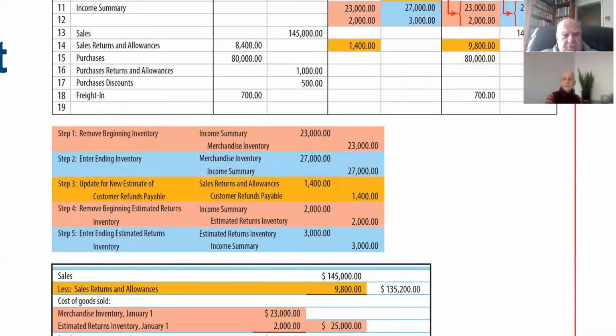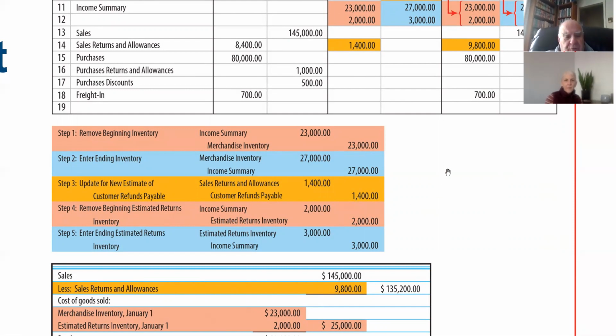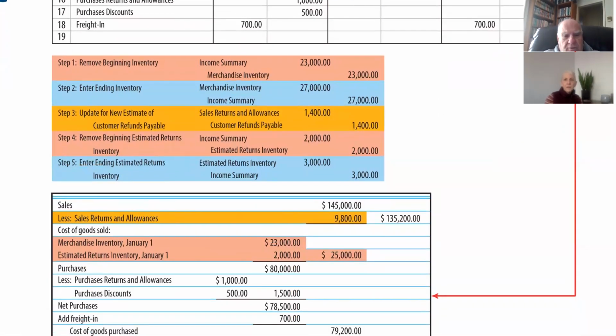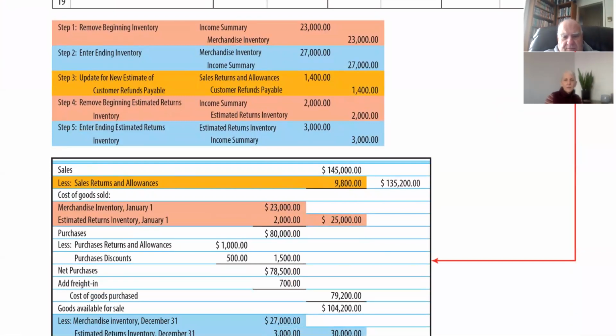So let's take a look at our journal entries here. Journal entry 1. Out with the old. Journal entry 2. In with the new. These three guys I'm not worried about, okay? Now that we've put this all together, here is our income statement.